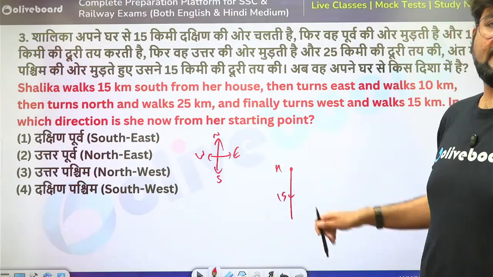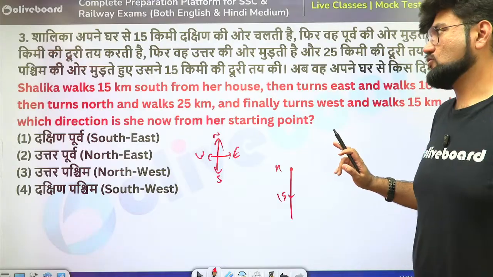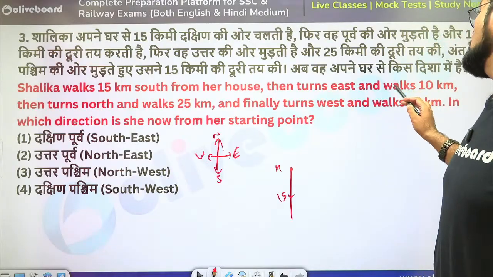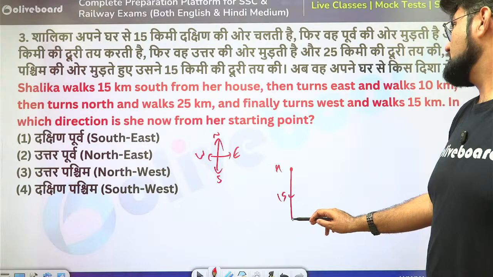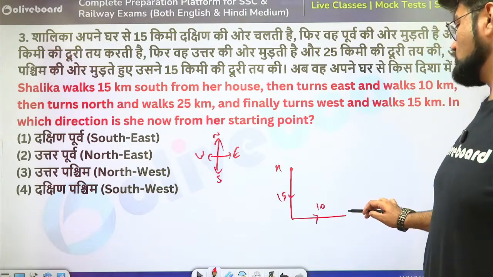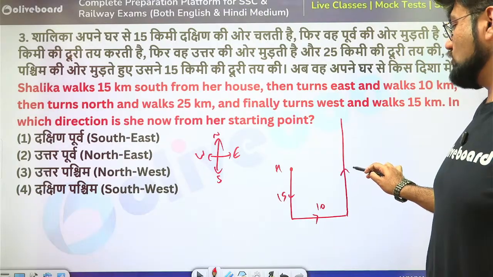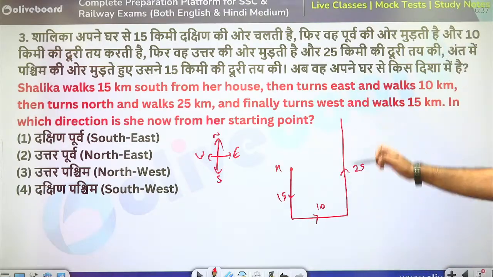So no matter what direction she is moving, east means this only. But left and right can change based on her facing direction. So she turns east and walks 10 kilometers. Then turns north and walks 25. So she's already going 15 and she's going 10 more. Make these calculations here only in your head. Don't write it down, but make it in your head because this is actually very useful.